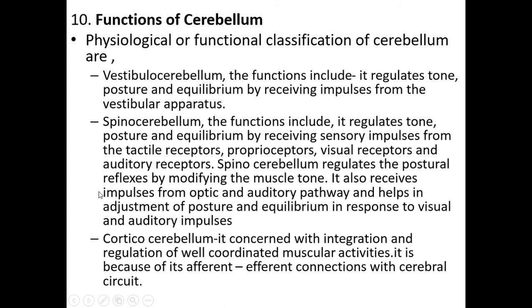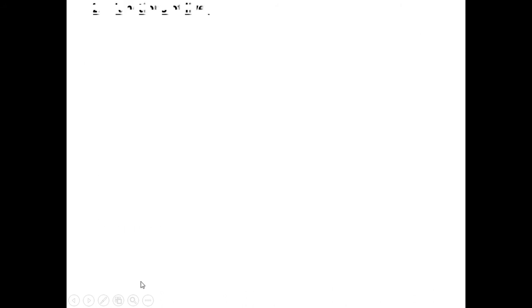Spinocerebellum regulates postural reflex by modifying muscle tone. It also receives impulses from optic and auditory pathways and helps adjustment of posture and equilibrium in response to visual and auditory impulses. The third one is corticocerebellum. It is concerned with the integration and regulation of well-coordinated muscular activities. It is because of its afferent connections with cerebral cortex.